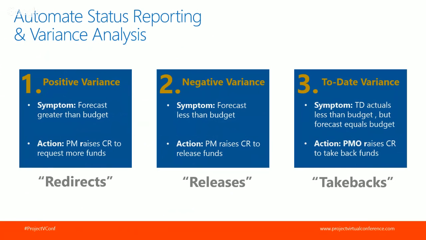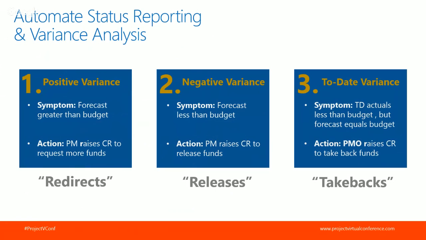Next is the opposite, a negative variance, where forecast is less than the budget. This is where we want a PM to instantly raise a change request to freely give back money or release funds so they can be reallocated or reinvested across the portfolio. And the last is what we call a potential underspend or a to-date variance. This is where the actuals to date are less than the plan, but the project manager is forecasting that he or she will spend all the money by the end of the year or the end of the project.